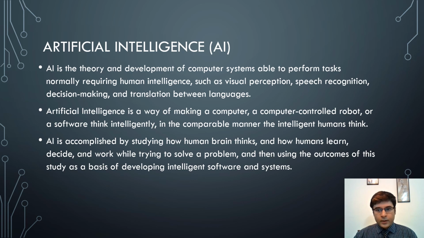Third one is AI is accomplished by studying how human brain thinks and how humans learn, decide and work while trying to solve a problem, and then using the outcomes of this study as a basis of developing intelligent software and systems. So, the efficient deployment of AI in a machine requires to understand how human behavior works at solving a problem. If the machine can understand how human behavior works, it is said to be artificially intelligent.